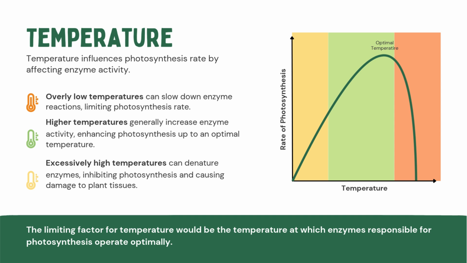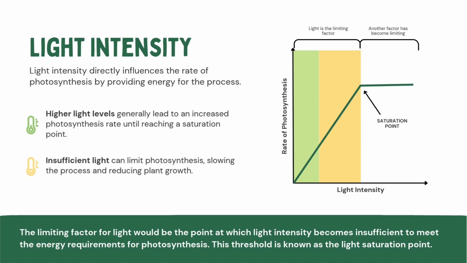Higher temperatures generally increase enzyme activity, enhancing photosynthesis up to an optimal temperature. Excessively high temperatures can denature enzymes, inhibiting photosynthesis and causing damage to plant tissues. Light intensity. Light intensity directly influences the rate of photosynthesis by providing energy for the process.